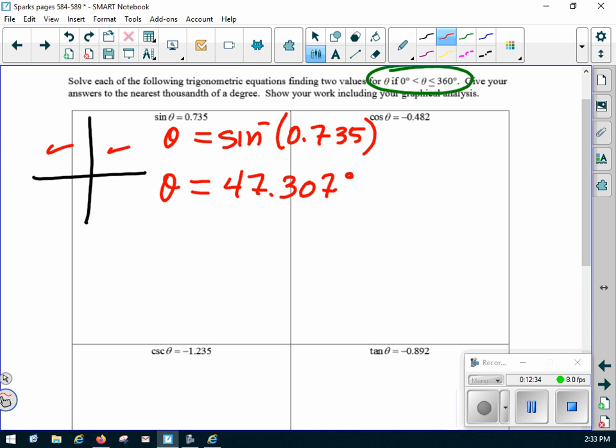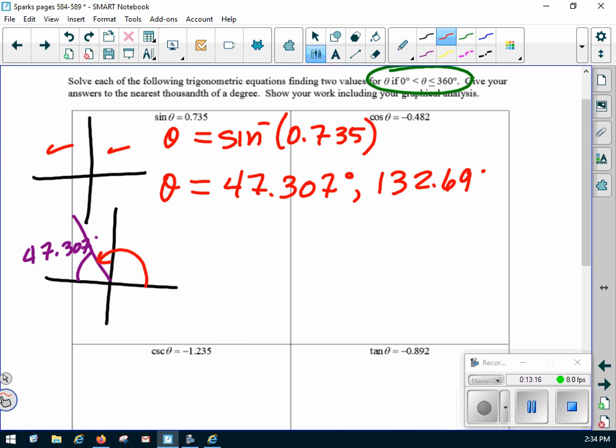What quadrant is that one in? That's in quadrant 1. How am I going to find the angle in quadrant 2? Good. I'm going to use that as the reference angle, 47.307. How'd you get it? Perfect. If you do 180 minus answer, then your other theta is 132.693 degrees.